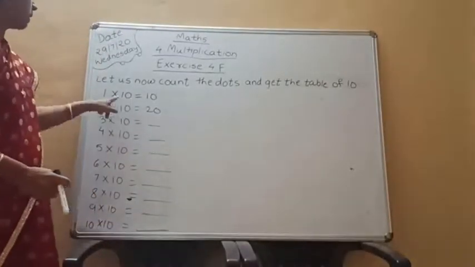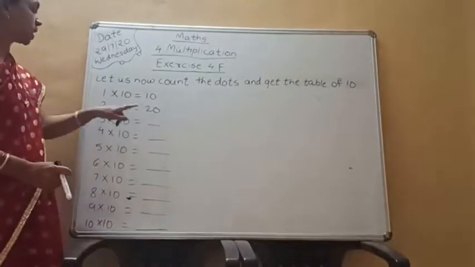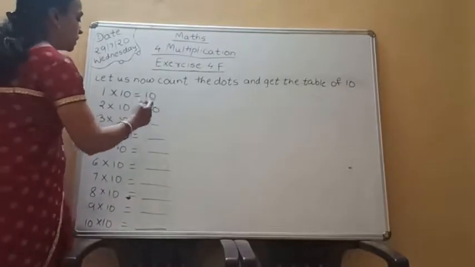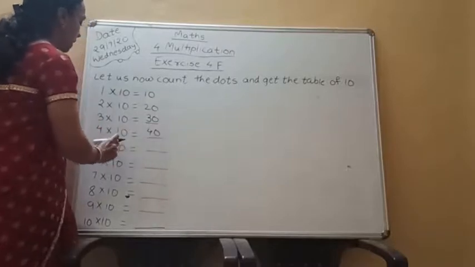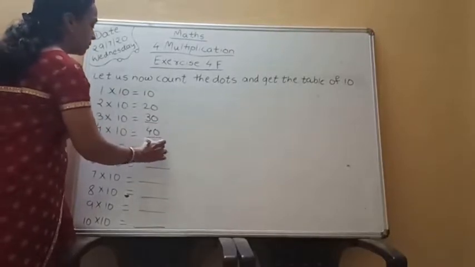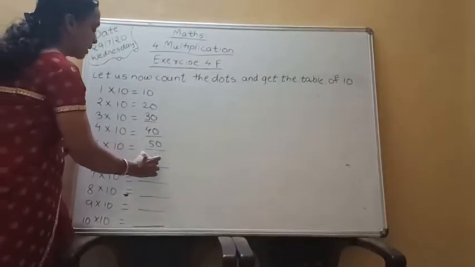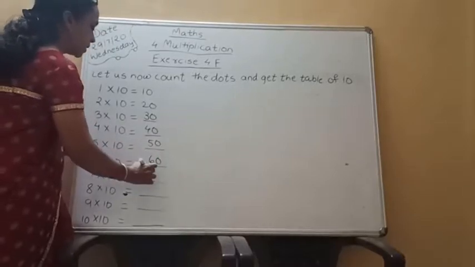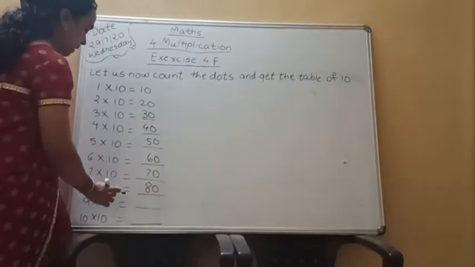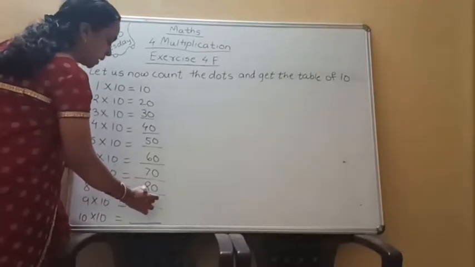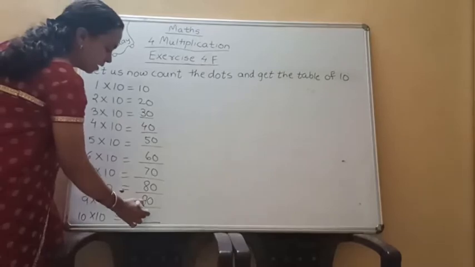Okay. 10 1s are 10. 10 2s are 20. 10 3s are 30. 10 4s are 40. 10 5s are 50. 10 6s are 60. 10 7s are 70. 10 8s are 80. 10 9s are 90. 10 10s are 100.